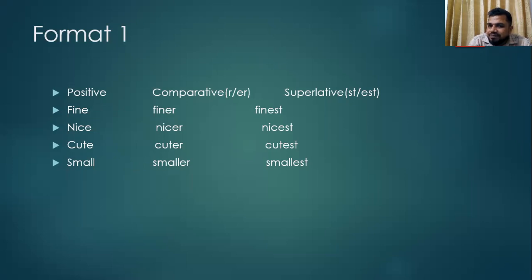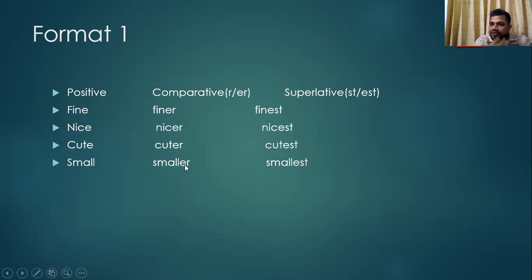For example, fine is the positive degree. If you want to turn it into comparative, you have to add r: finer. If you want to turn it into superlative degree, you have to add st: finest. That means positive, comparative, superlative. Fine, nice, cute, small are formed with one syllable. Comparative form, you add r or er. Superlative form, you add st or est. Let's read out: fine, finer, finest, nice, nicer, nicest, cute, cuter, cutest, small, smaller, smallest.